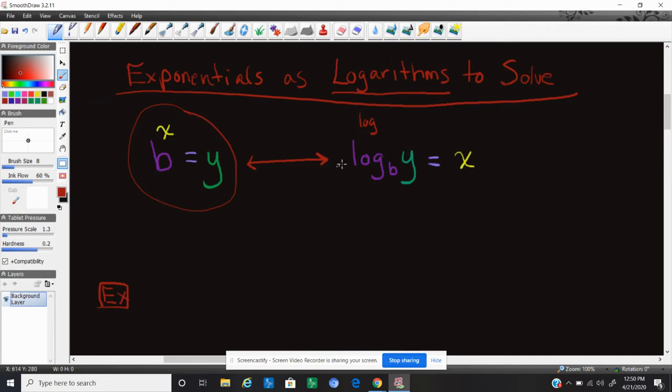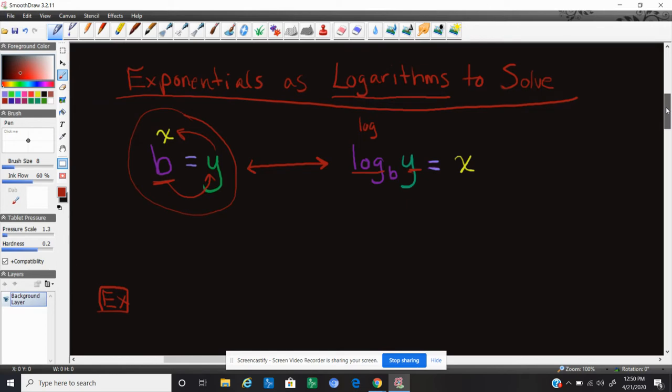So we start with the word log, and then we always start with our base. So that b goes right next to it as a subscript. So little b, and then we come around, so there's my y, and we go back around, is equal to x. So it kind of follows like a little rotation.